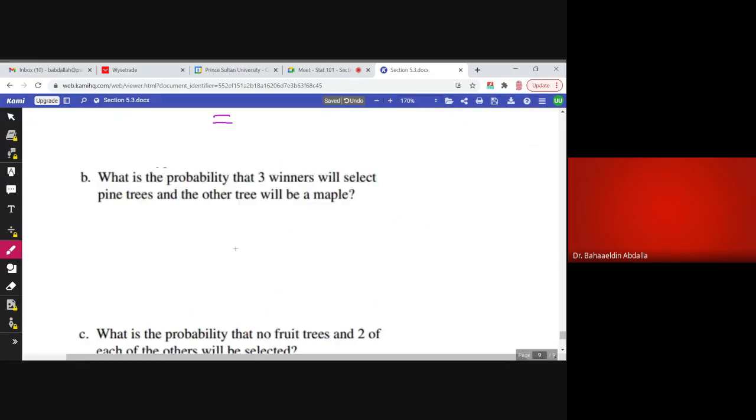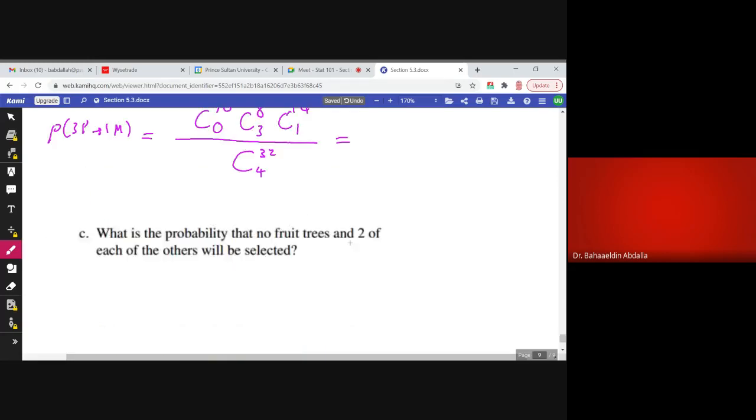What is the probability that 3 winners will select pine trees? So we need to select 3 pine, and the other will be 1 maple. All right, we have 32, and we are selecting 4. And these 32 are divided into 10, 8, 14. Now, what do you want? No fruit, okay. 3 pine, 1 maple, and you find the answer.